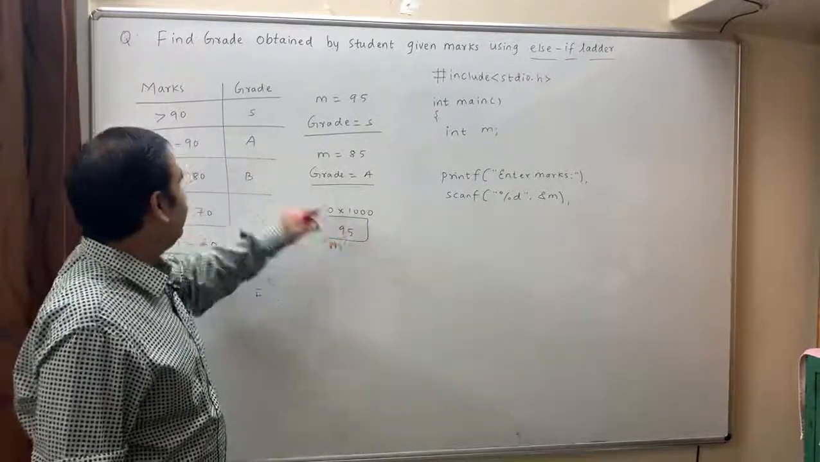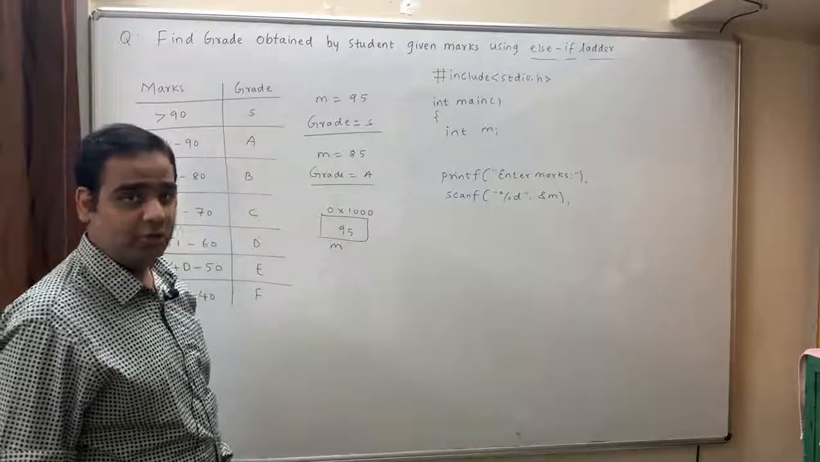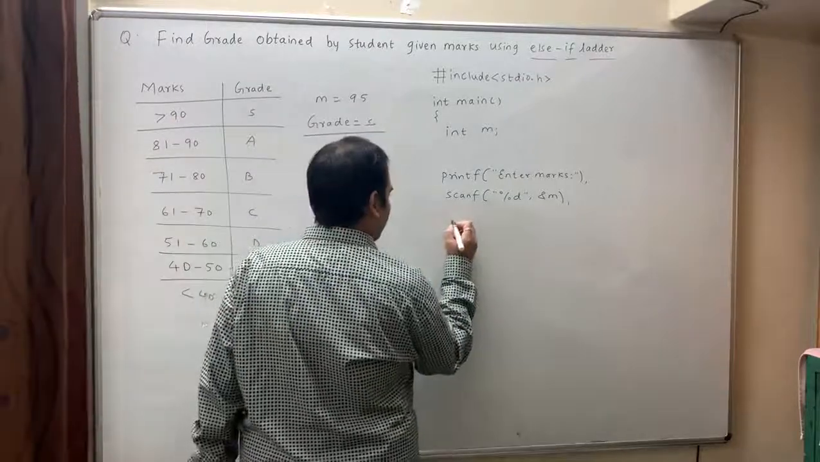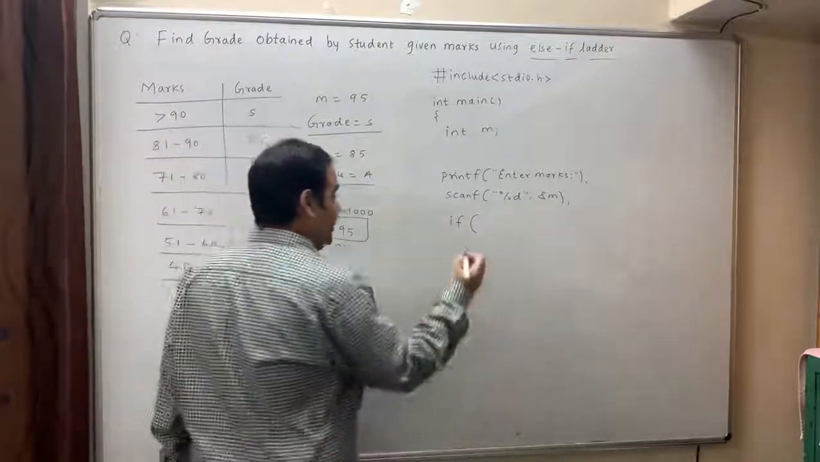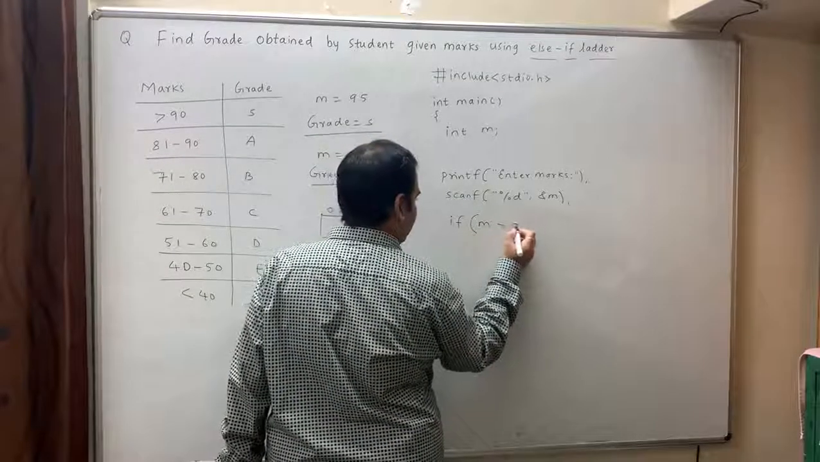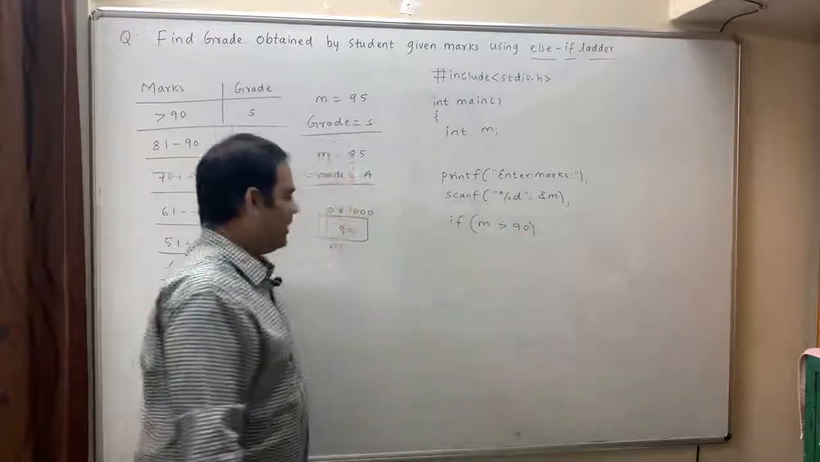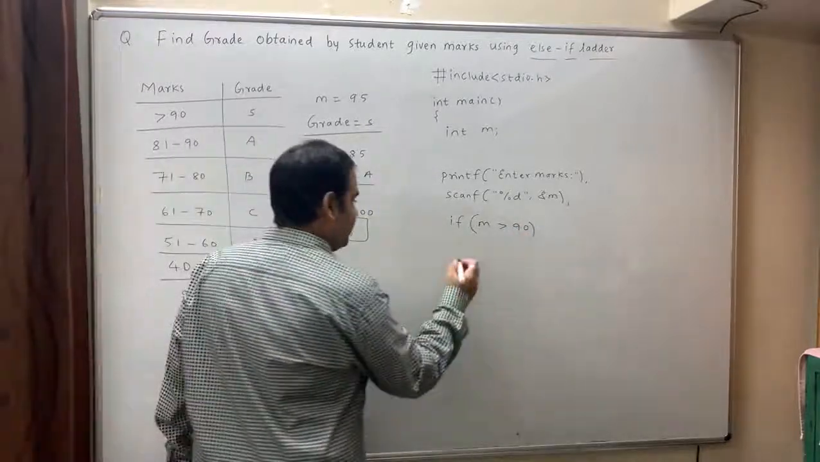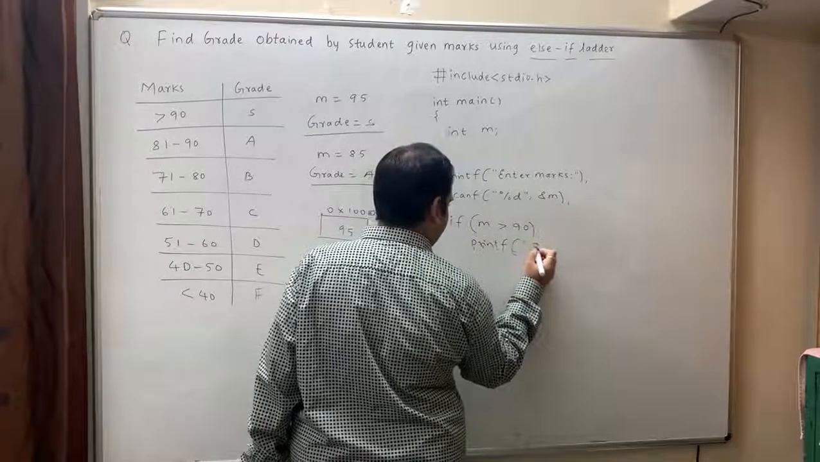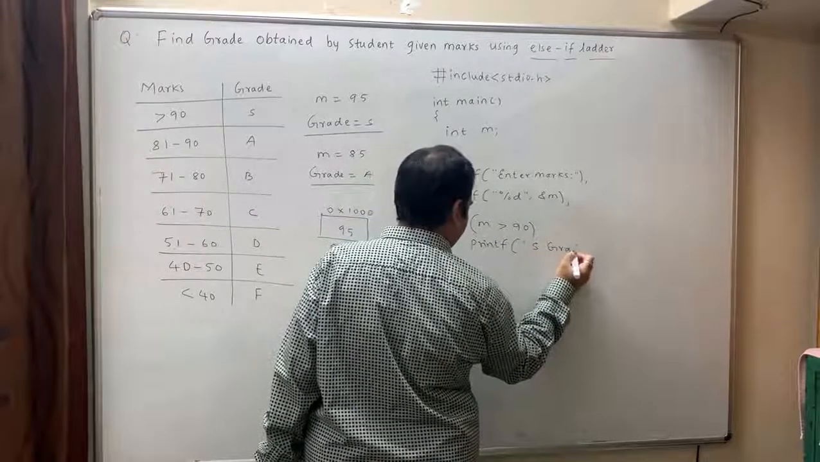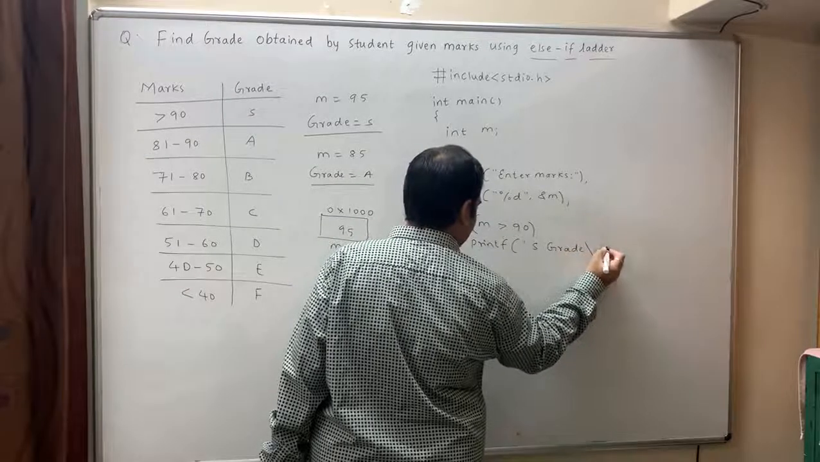Suppose I say marks as 95. Now this 95 is greater than 90, therefore it should be S grade. Therefore, what do we write? if. What should I write? marks is greater than 90. Is 95 greater than 90? Yes. Then what do I write over here? I say printf S grade. Okay, the output is S grade.